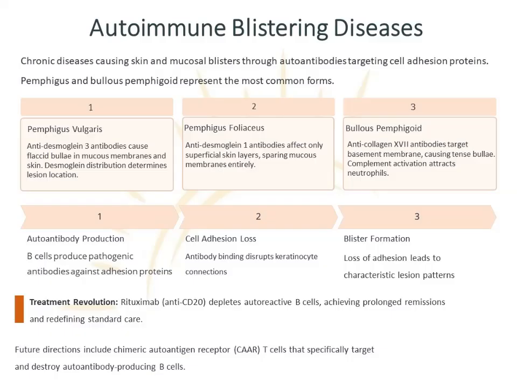In bullous pemphigoid, antibodies target proteins in the basement membrane, leading to tense blisters beneath the epidermis. Diagnosis is confirmed by immunofluorescence studies and detection of specific autoantibodies. Modern treatments include corticosteroids, immunosuppressive drugs, and the monoclonal antibody rituximab, which removes disease-causing B cells. Researchers are also developing highly targeted therapies such as chimeric autoantibody receptor, or CAAR, T-cell therapy, which may provide more precise treatment in the future.